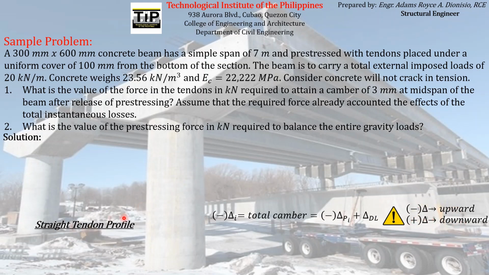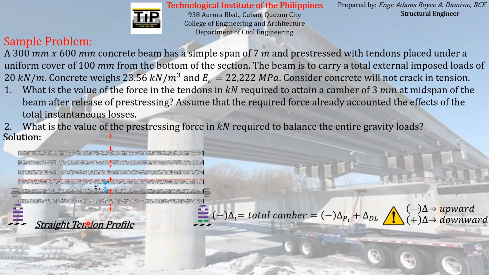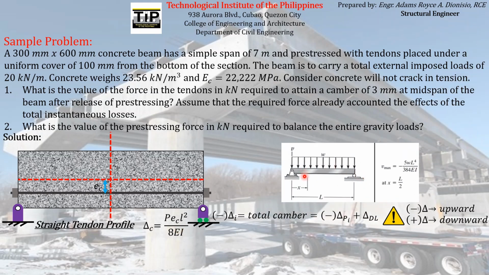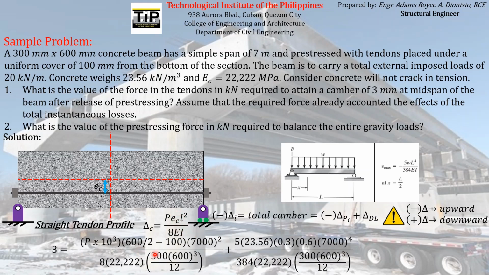For the case of a prestressed concrete beam with a straight tendon profile such as this, we know that the deflection at midspan due to prestressing force alone is equal to this. And for a simply supported beam loaded by uniform distributed load W, we know that the deflection at midspan is equal to this formula, 5WL to the 4th over 384 EI. If you substitute the corresponding formulas and values of the terms into this equation, we can have this equation.